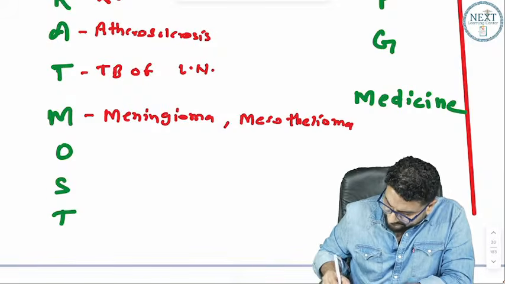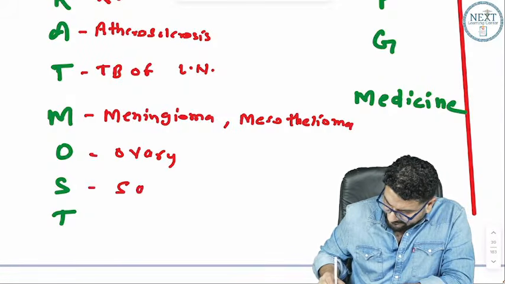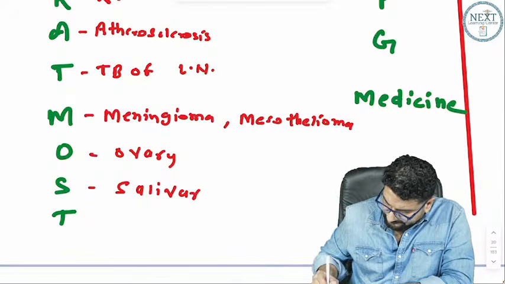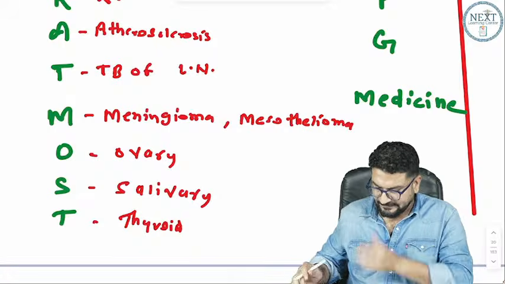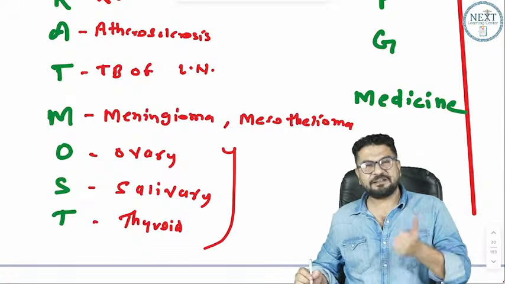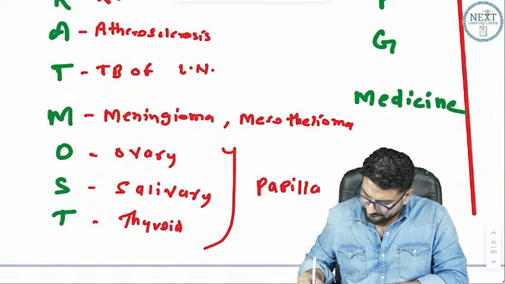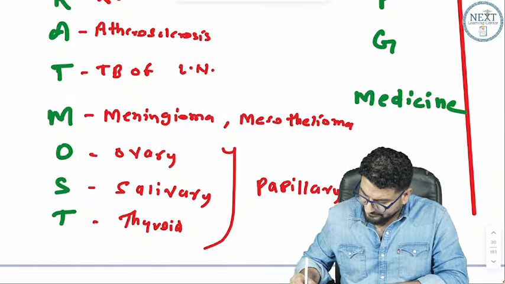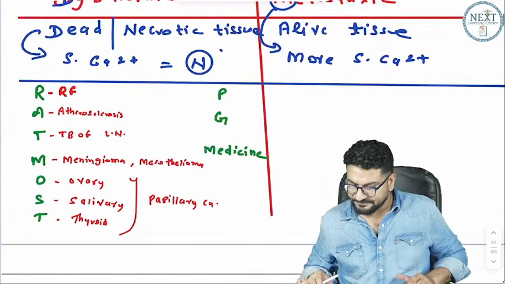Mesothelioma. O is ovary, salivary gland, and thyroid. Ovary, salivary gland, thyroid means tumor. We have papillary cancer of ovary, salivary gland, thyroid. So basically, they are papillary cancer. Basically, which cancer? Papillary cancer. So they can ask you papillary carcinoma of ovary, salivary gland, thyroid.